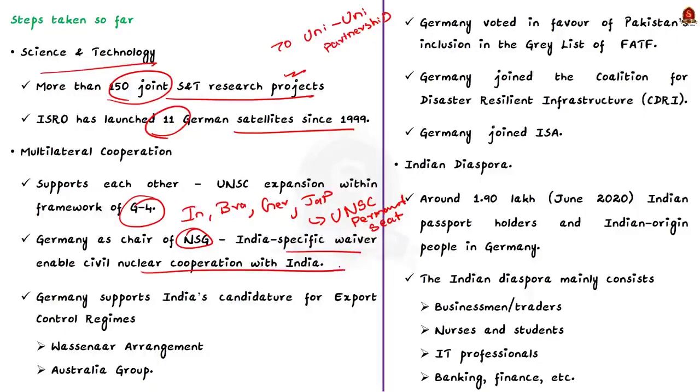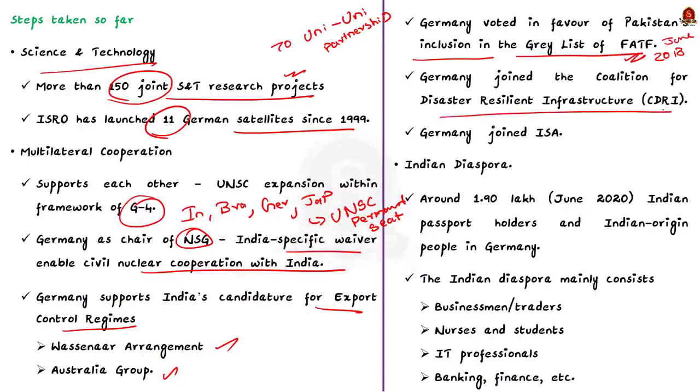Also, Germany extended support to India's candidature for export control regimes like the Wassenaar Agreement and the Australia Group. Note that Germany also voted in favor of Pakistan's inclusion in the grey list of the Financial Action Task Force in June 2018. Germany joined the Coalition for Disaster Resilient Infrastructure, CDRI, in February 2020 and participated in the first Governing Council meeting in March 2020.